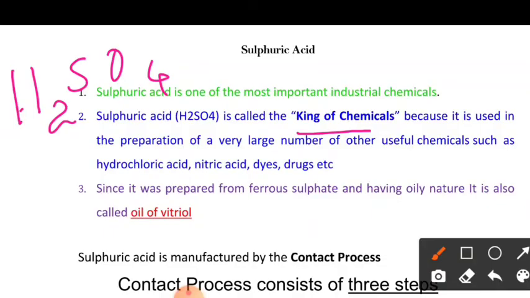In the olden days, it was prepared from ferrous sulfate. This ferrous sulfate is called green vitriol. Since it was prepared from green vitriol and has an oily nature, it was also called oil of vitriol. It is also known as oil of vitriol.